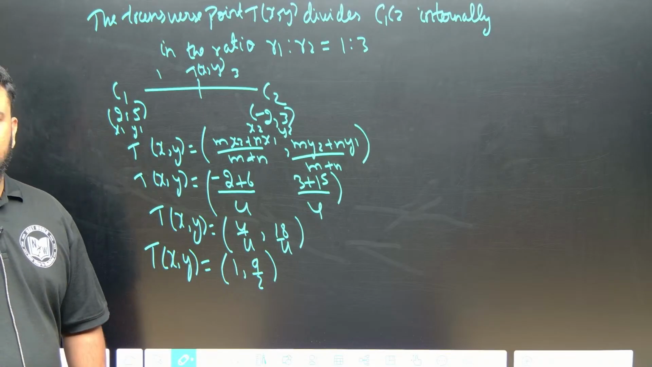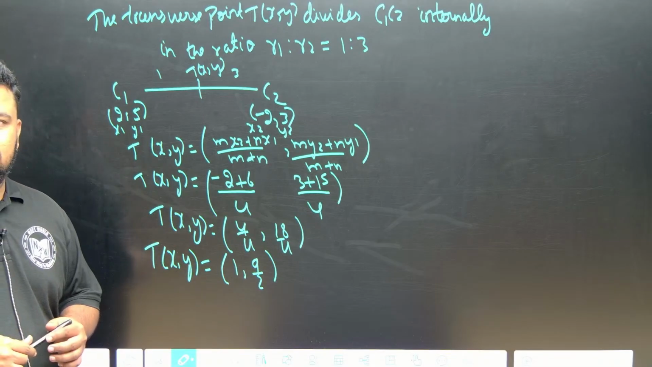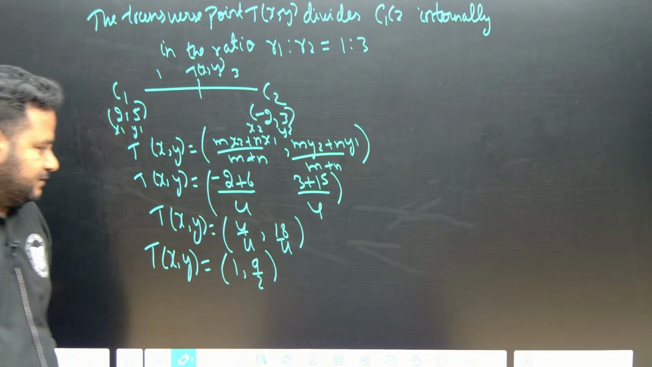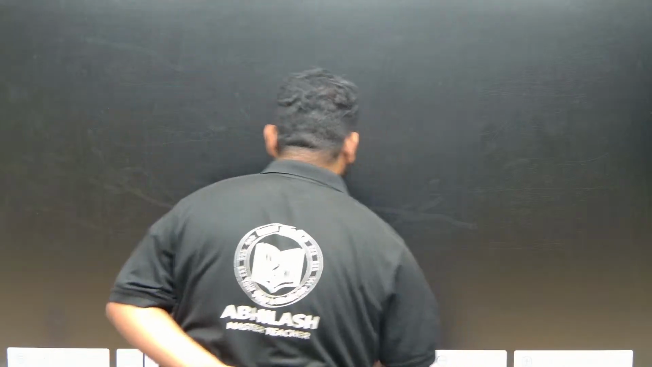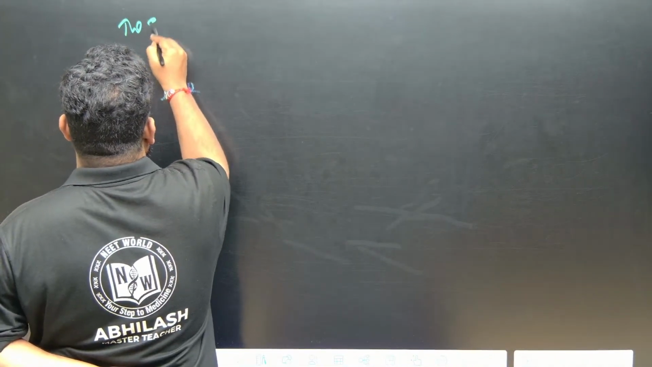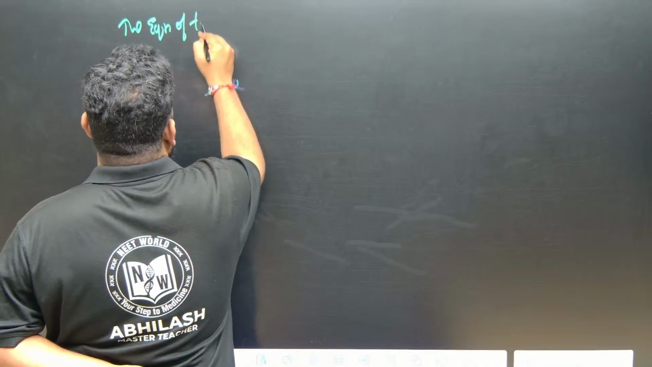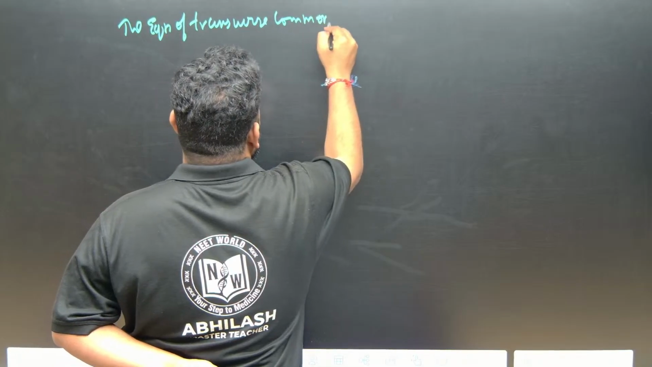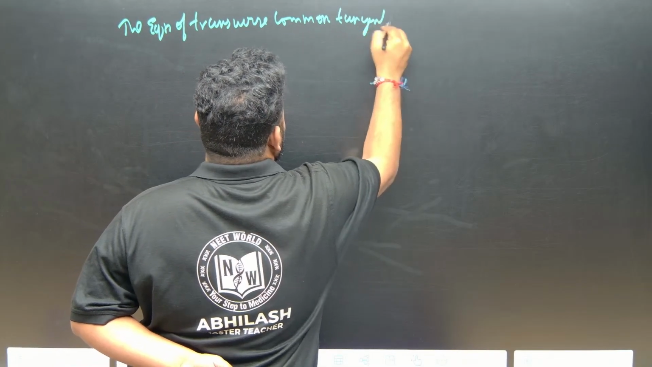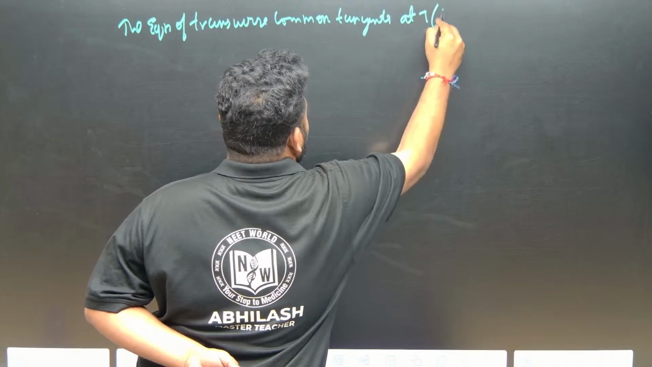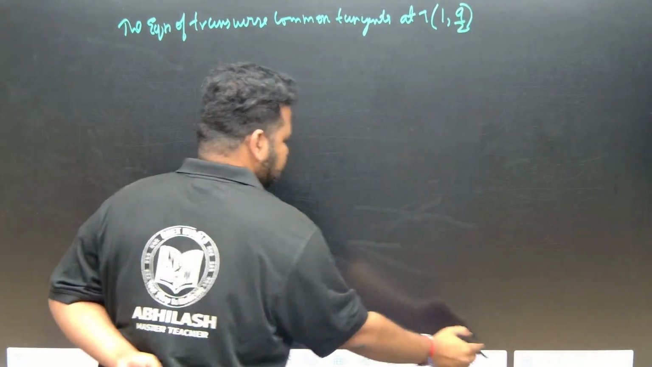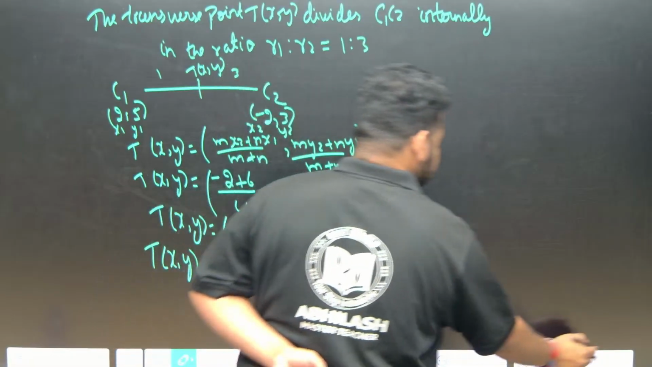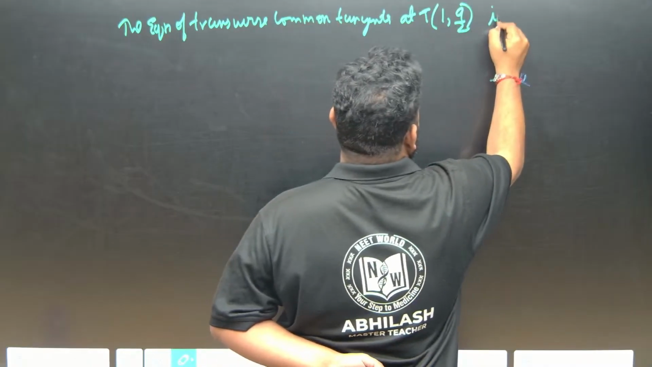Now we have to find what? We have to find the equation of the transverse common tangent at T. Okay, now let us find the equation of the transverse common tangent at T, 1 comma 9 by 2.